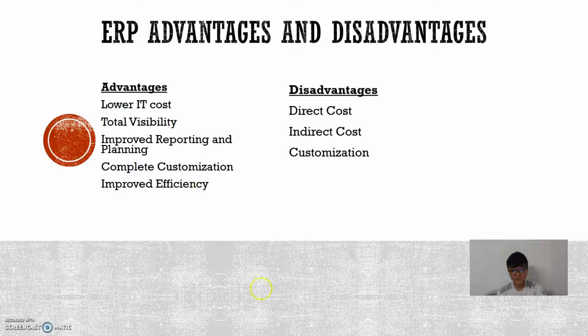And for the disadvantages, there are direct costs, indirect costs, and customizations. For the direct cost, this is by far the biggest disadvantage to ERP software. The upfront cost of the entire implementation process can be prohibitively high, especially for small to medium-sized businesses. This includes the full process of planning, testing, configuring, and customizing the software.